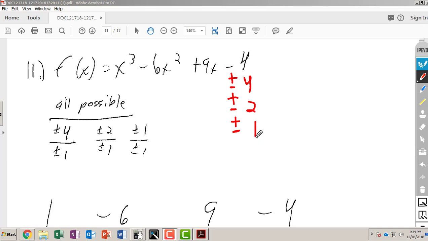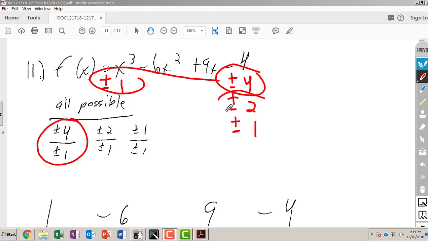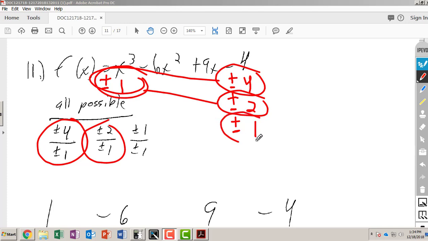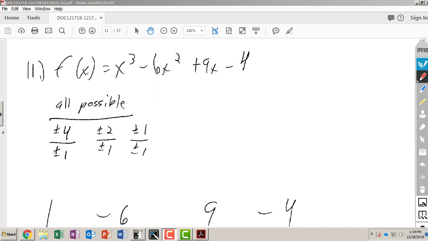Here are the possibilities for my first term, which is just plus or minus 1. So when I put them over each other, I have plus or minus 4 over plus or minus 1, plus or minus 2 over plus or minus 1, and plus or minus 1 over plus or minus 1. Those are all my possibilities. So here are all my possible factors: plus or minus 4, plus or minus 2, and plus or minus 1.